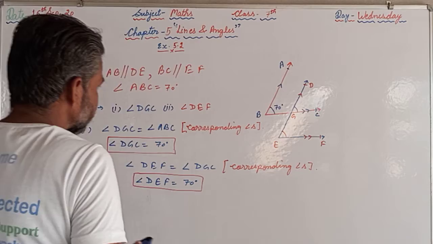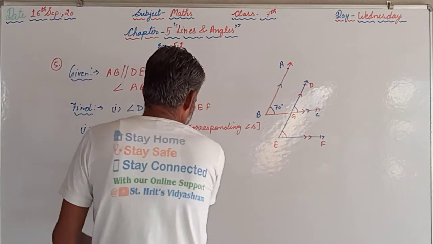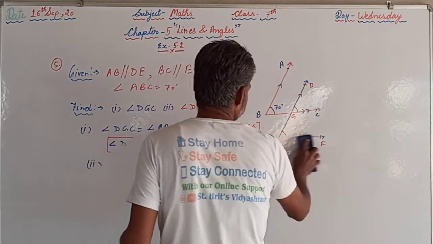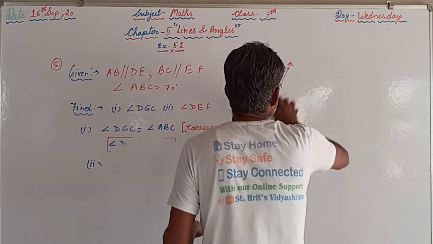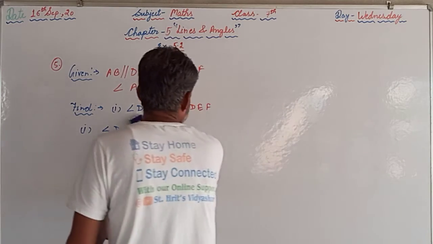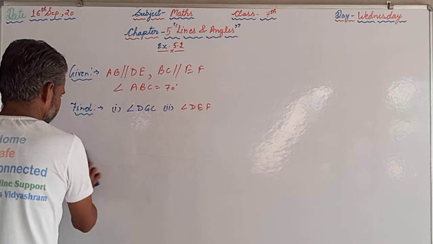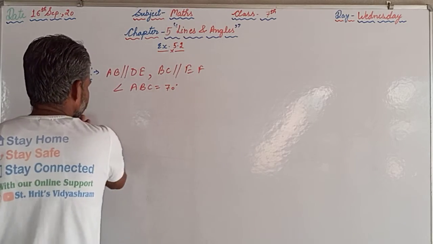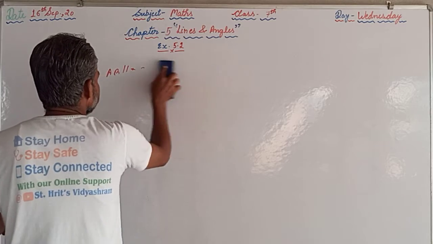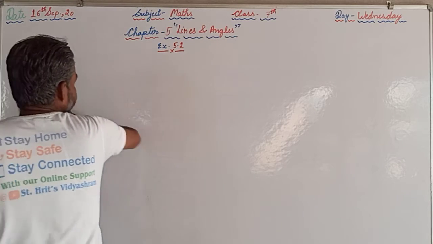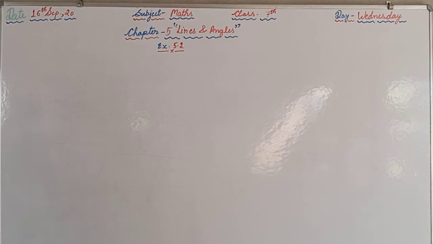Now I hope that you have understood. After this question we are supposed to proceed to the next question, that is question number 6. You should see what is given in question number 6. In the given figures below, decide whether L is parallel to M or not.